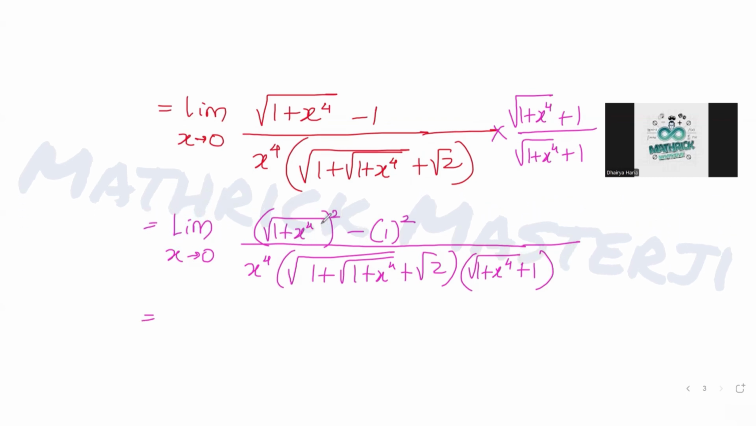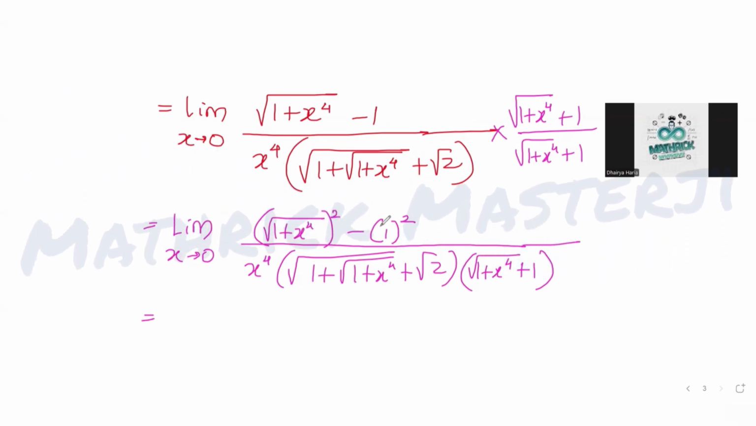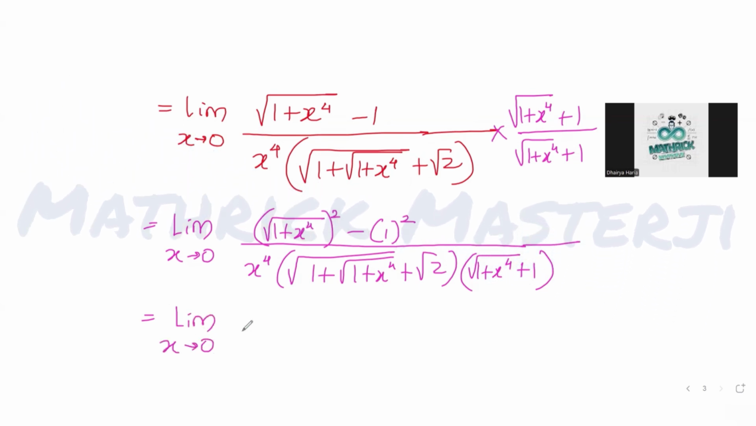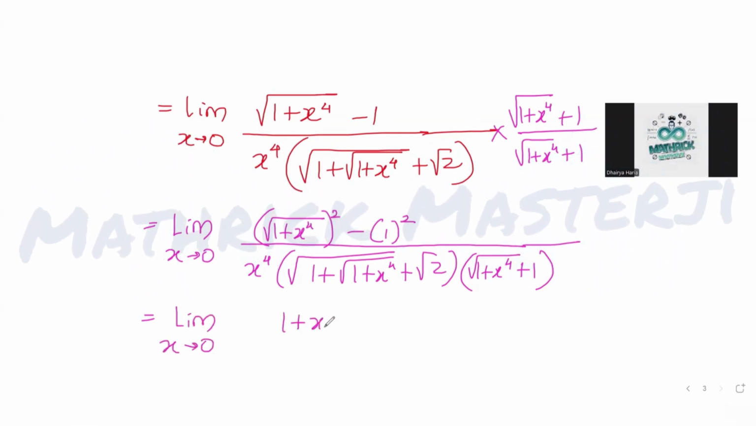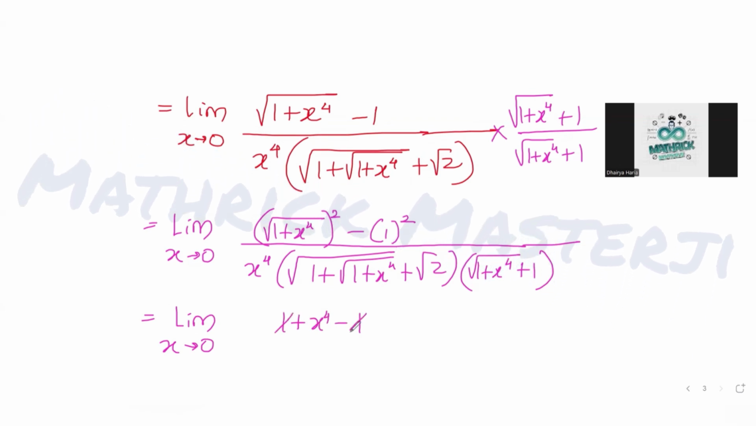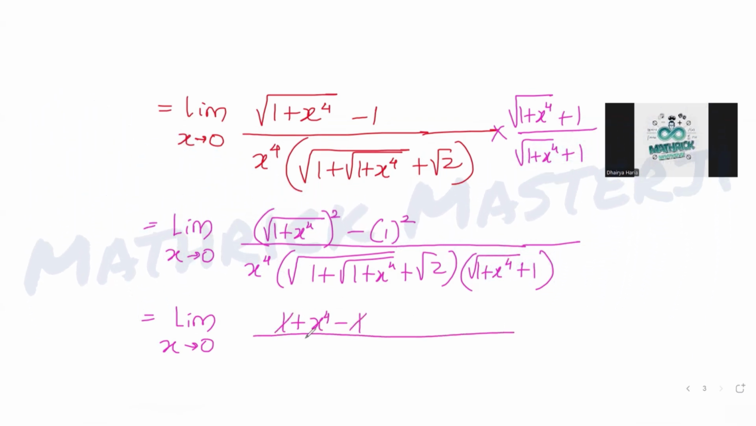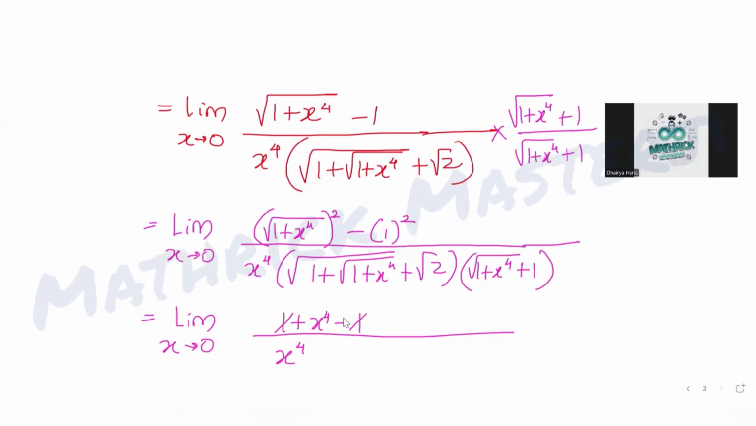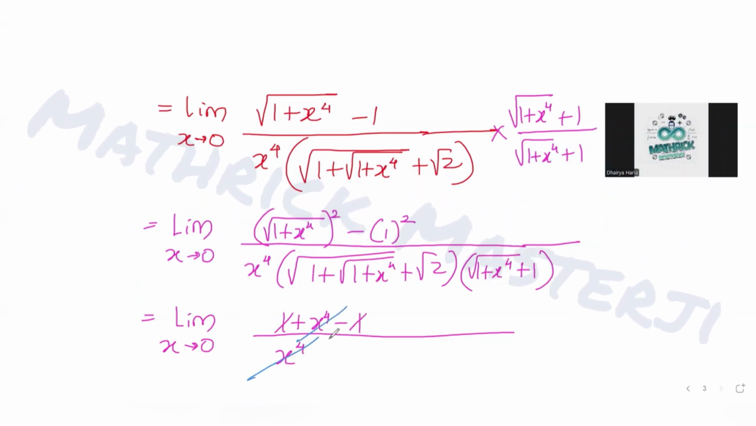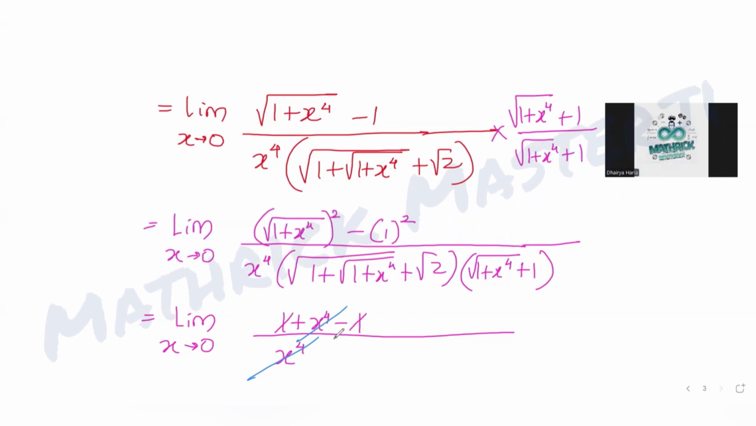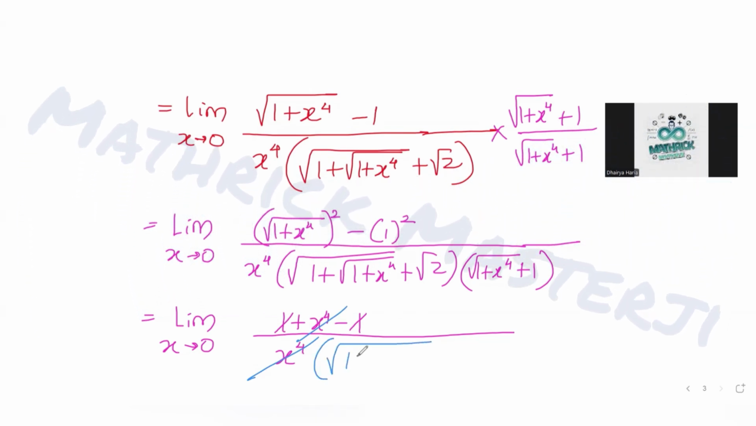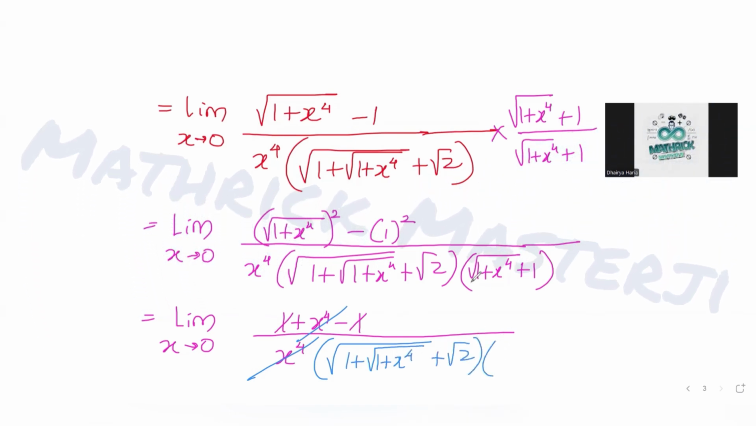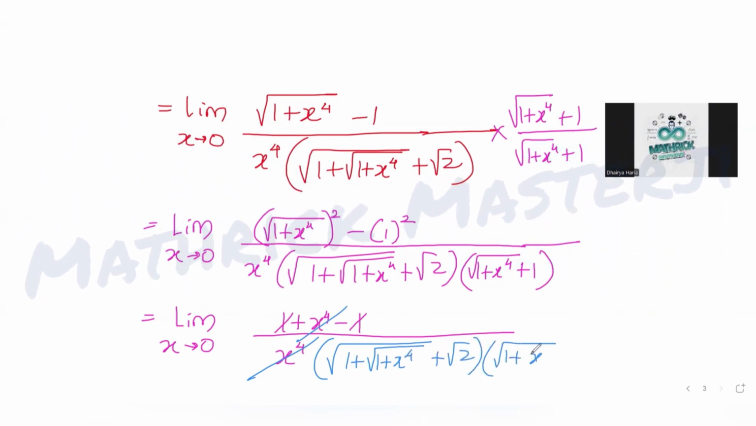So let's try to simplify. This basically gets cancelled, square and square root, and this becomes square. So I directly get limit x tends to 0, 1 plus x to the power 4 minus 1. So 1 and minus 1 becomes 0. Your numerator is just left with x to the power 4, which I can again directly cancel with the term present in the denominator. So this x to the power 4 also gets cancelled. So in the numerator, I just have 1 now. Root of 1 plus root of 1 plus x to the power 4 and plus root 2 as it is. And this term also as it is.